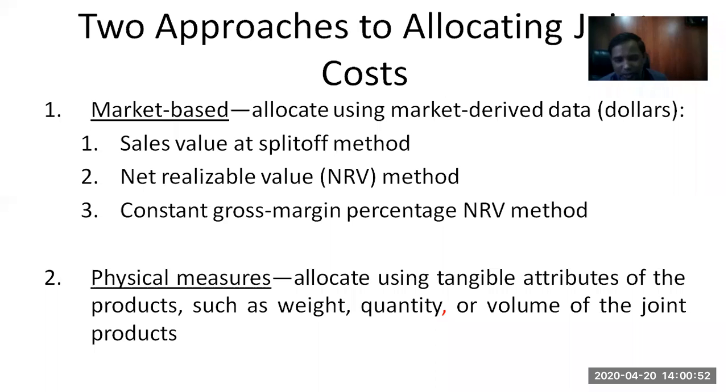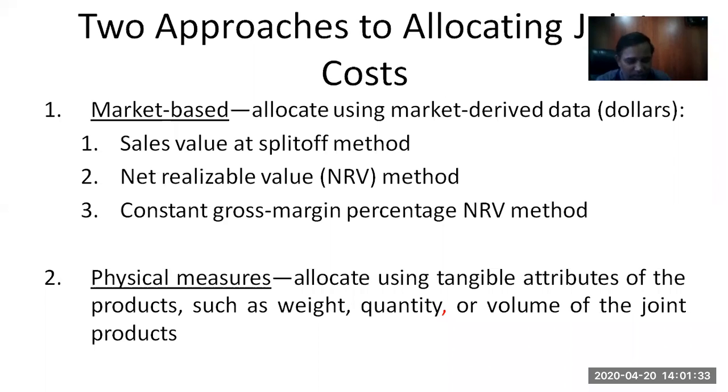I will allocate those joint costs to product A, product B, or product C. Whereas the second method is known as physical measures, where the cost is allocated to different products on the basis of the weight, quantity, or volume of the joint product itself. So you can allocate the joint cost on the basis of weight, quantity, or volume, that is, how much quantity is being produced, and by adding those you can distribute the cost of the joint product. So these are the two different methods: market-based and physical measures.